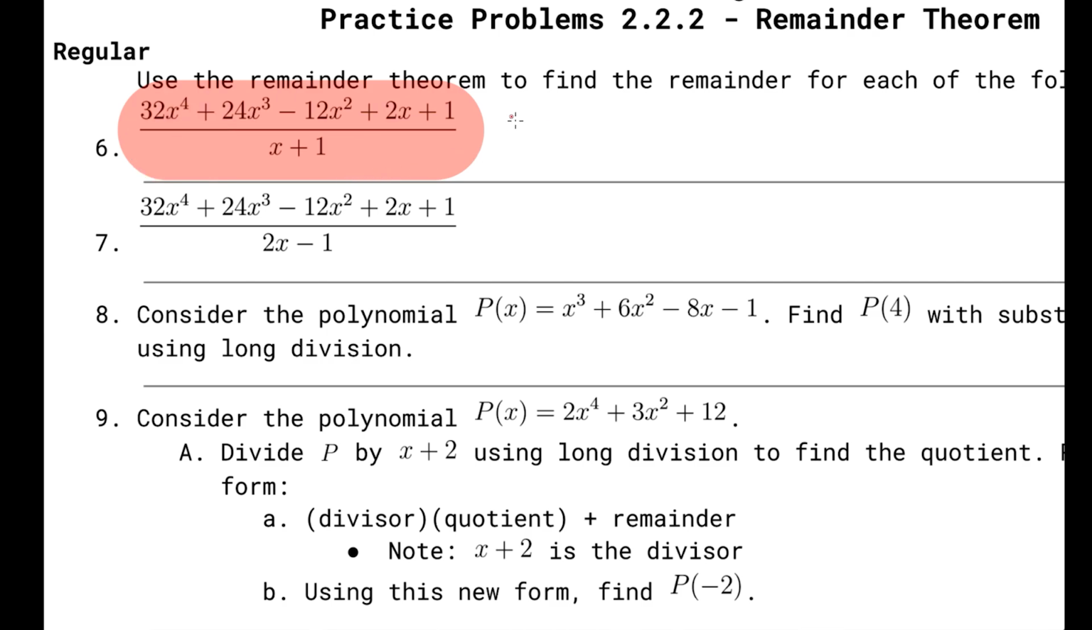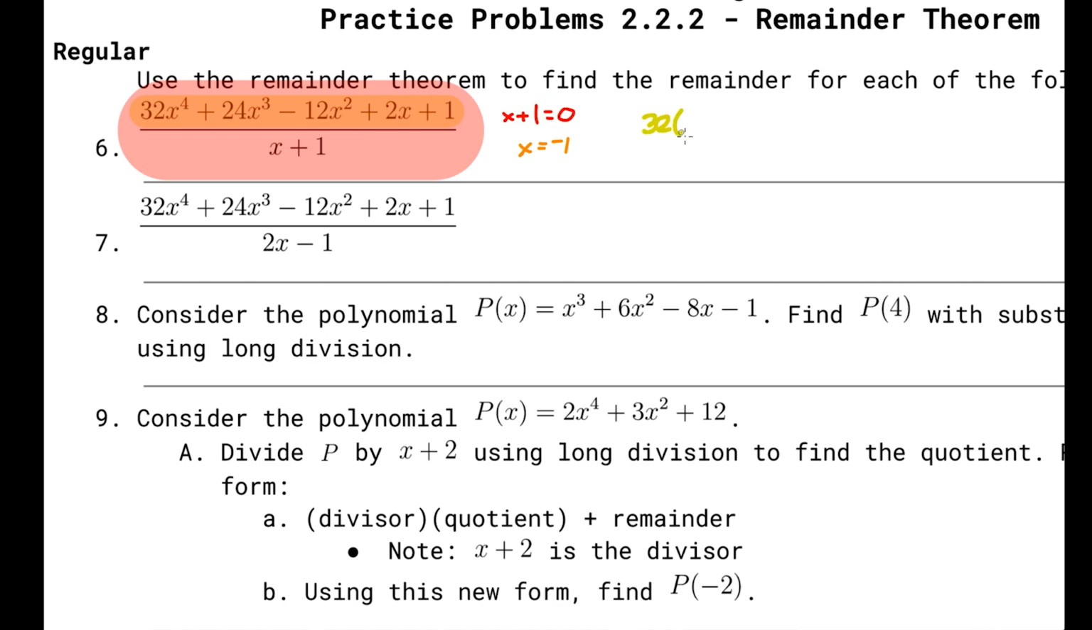So if you remember, you can just take that x plus 1 on the bottom, set it equal to 0, and if you want to test if something's the remainder or not, whatever you solve for right here, -1, you can just plug it into that top expression, the stuff that's in the numerator. So that's what we're going to do here. I'm going to plug -1 into that numerator.